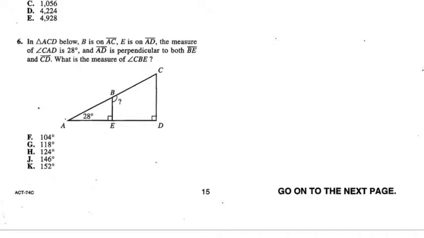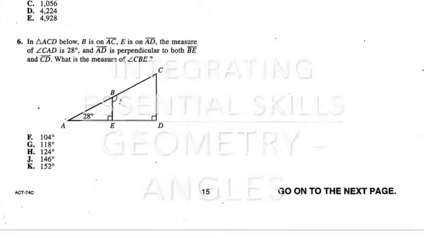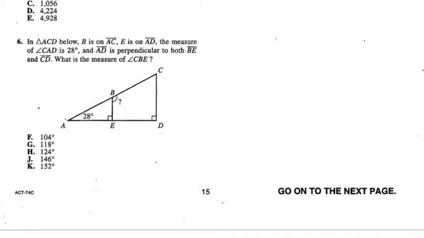Number 6, the ACT has tagged this an integrating essential skills question, but it's really a geometry question and you are trying to get the measurement of an angle. Usually I do not read all of this text because this question mark tells me all I need to know. I need to figure out the measurement of that angle, and what I want to do initially is approximate.